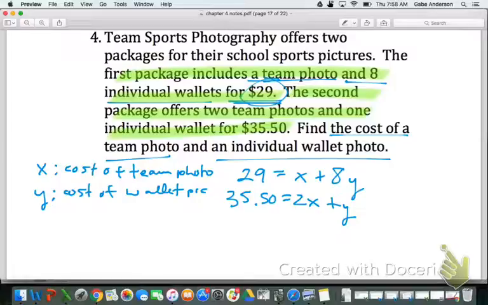Multiply the top by -2. I think that's a very smart move. So if I multiply the top by -2, what I get is, let's see here, -58 equals -2x minus 16y. All right, you guys set up? Can you handle it? Okay. Give it a shot.